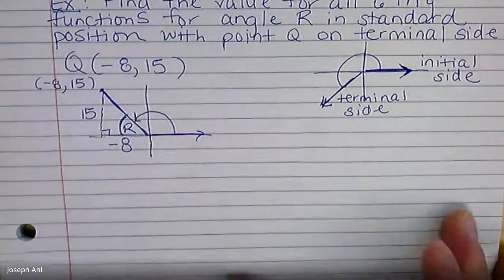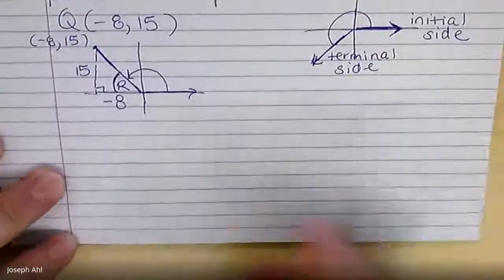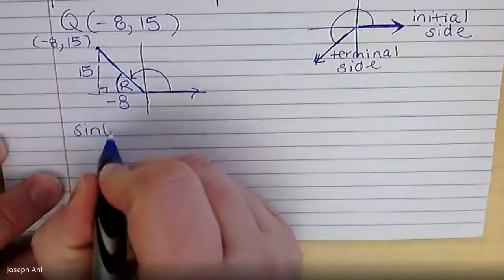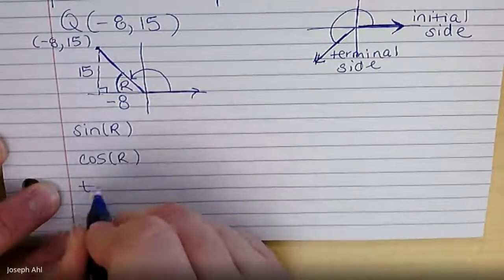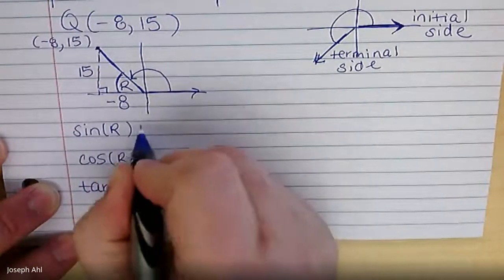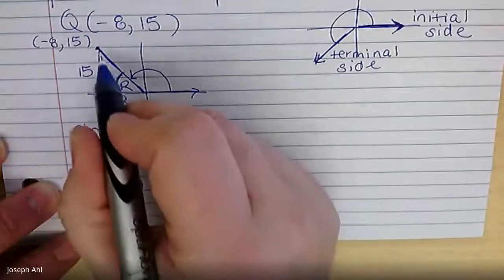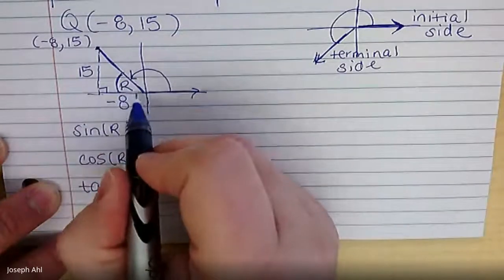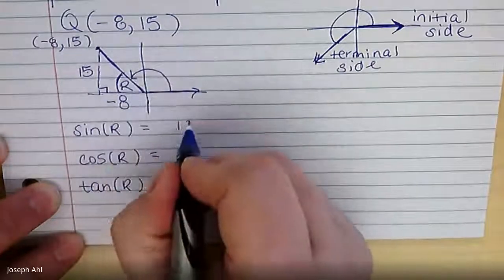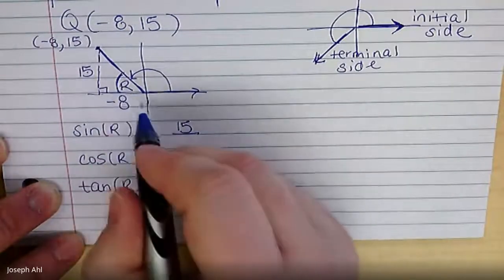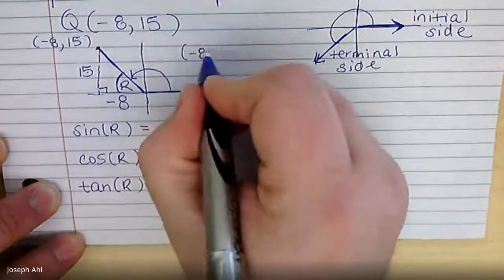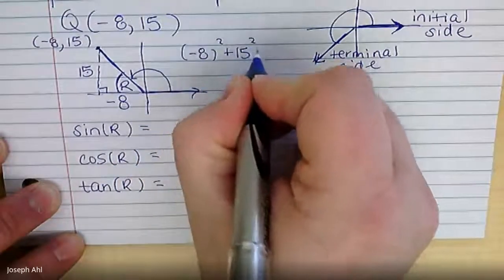So if I start setting that up, if I want to do sine of R and cosine of R, and then tan of R, we'll need very quickly the length of this hypotenuse, won't we? Because sine is going to be opposite over hypotenuse. That would be 15 over, well, got to find the hypotenuse. To find the hypotenuse, you're going to use some Pythagorean theorem. -8 squared plus 15 squared would equal c squared.